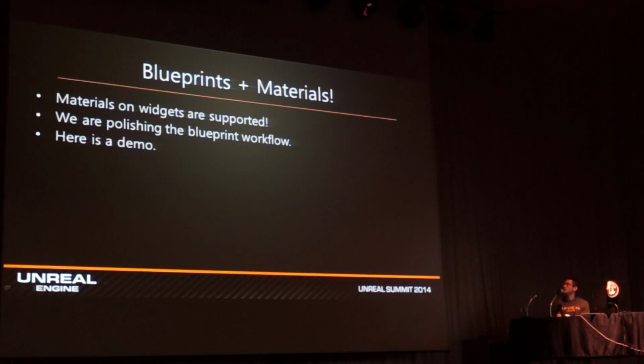Another feature we're working on is materials. Materials are a system that changes the appearance of things in Unreal Engine. And we can combine materials and widgets, as well as materials and blueprints. For an example, I would like to show you something simple that I've built.